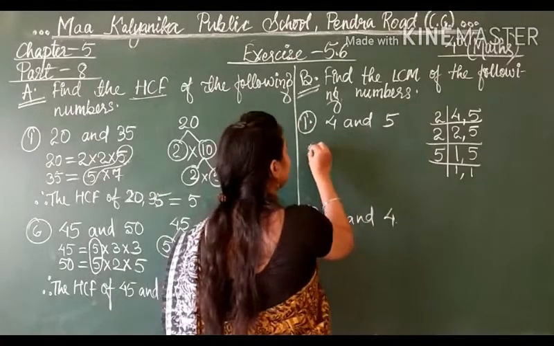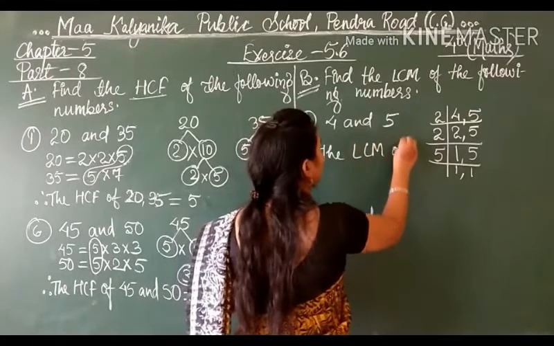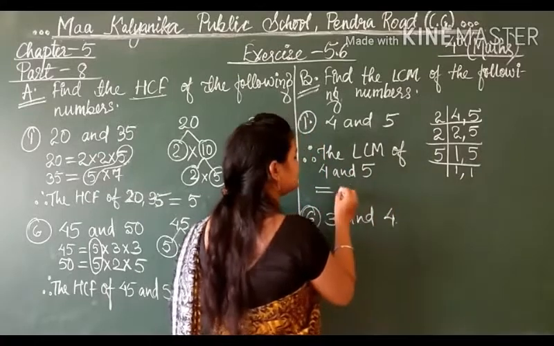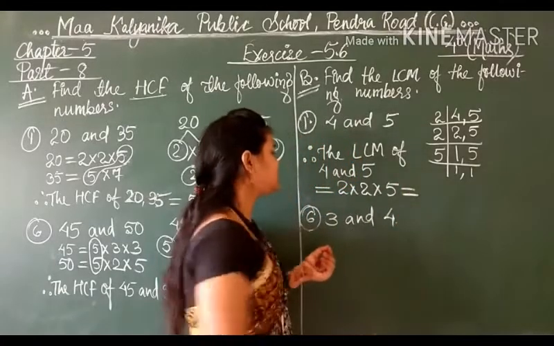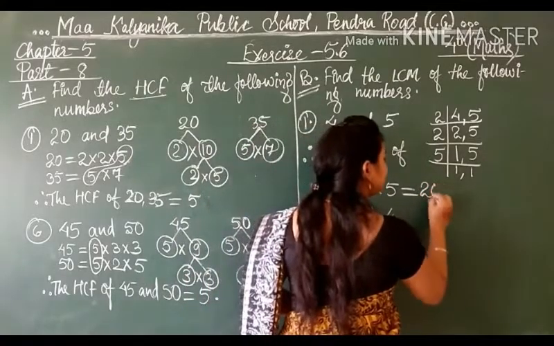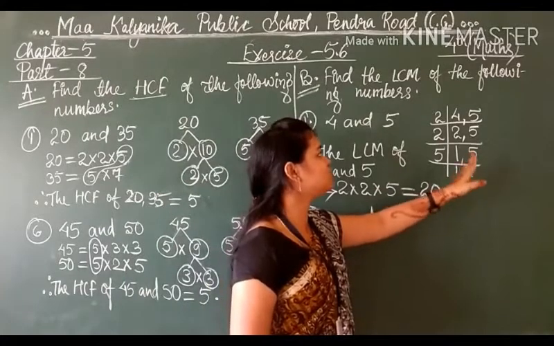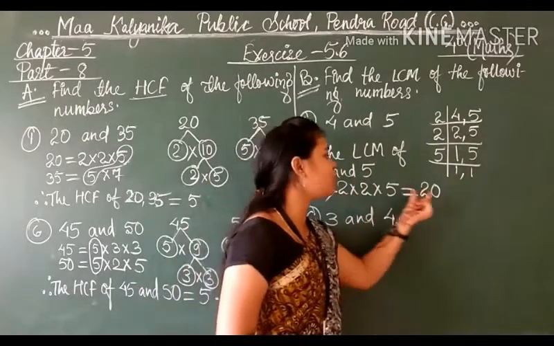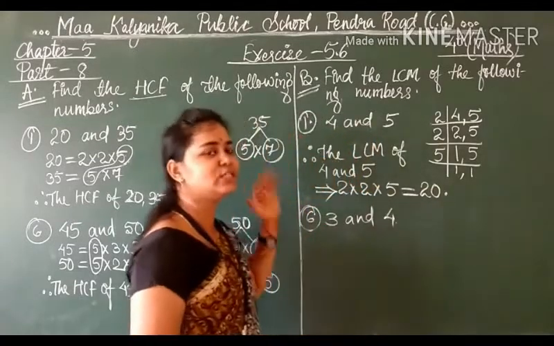So see students, therefore we can write the LCM of 4 and 5 is equal to 2 multiplied by 2 multiplied by 5. So you can see students, 2 2s are 4 and 4 5s are 20. Simply what we have to do in LCM, we have to use this division method, short division method, and we have to see all these factors, and we have to take all of them and simply multiply all the factors, and we have received the answer, that is 20.